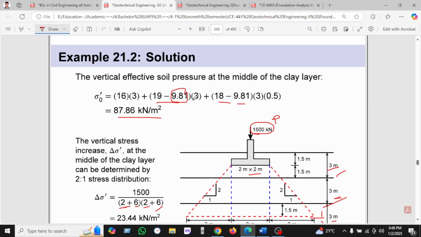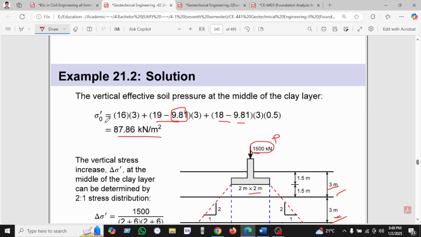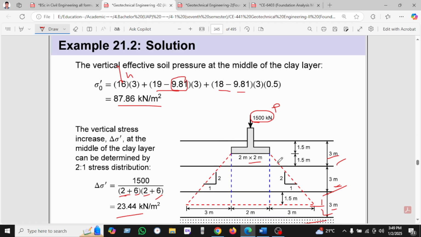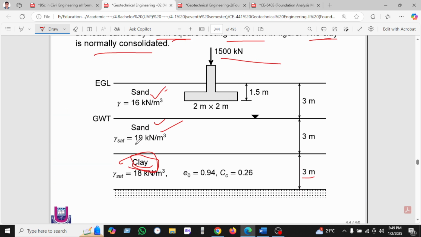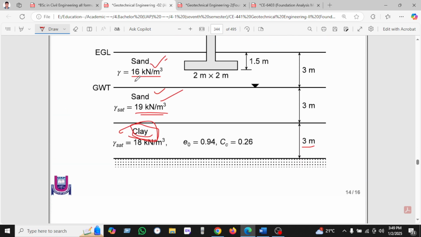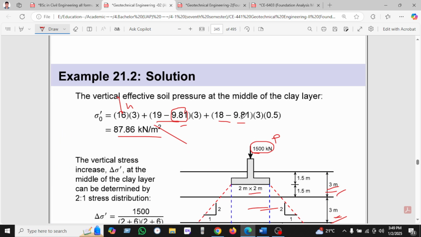So let's see. At first we will use sigma naught, which is gamma into H, gamma prime into H. Gamma equal to 16, so 16 into 3, and 19 is given here, so 19 minus 9.81, because this is below the groundwater. 9.81 is the unit weight of water, into 3, and the clay layer 18 minus 9.81 into 3, and divided by 2. Divided by 2 means half.